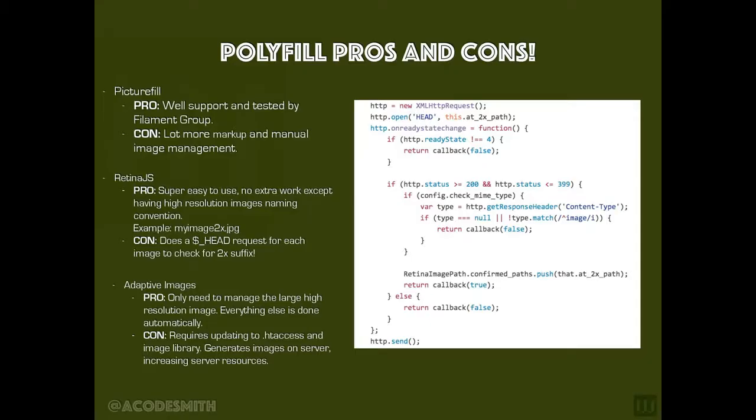So here are three main supported polyfills. The one that I've used a lot is Picture Fill, right? It's made by the Filament Group, who does a lot of responsive, progressive polyfills. Another one is Retina.js. This one I've seen people just drop in on their site. We're going to talk about it in a minute. I wouldn't recommend it. And then there's Adaptive Images.